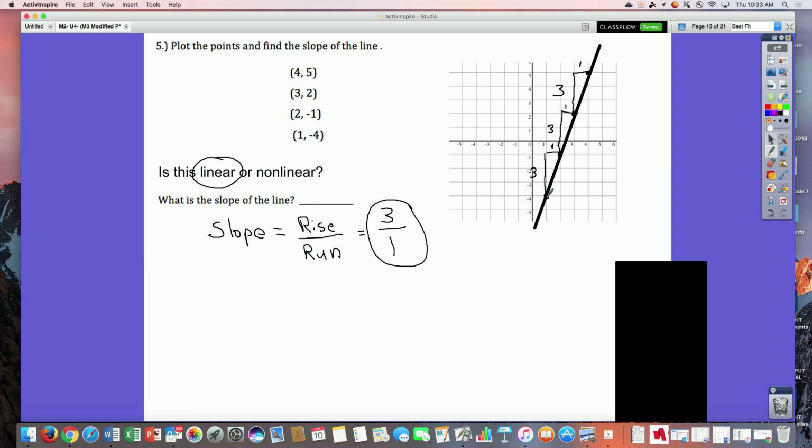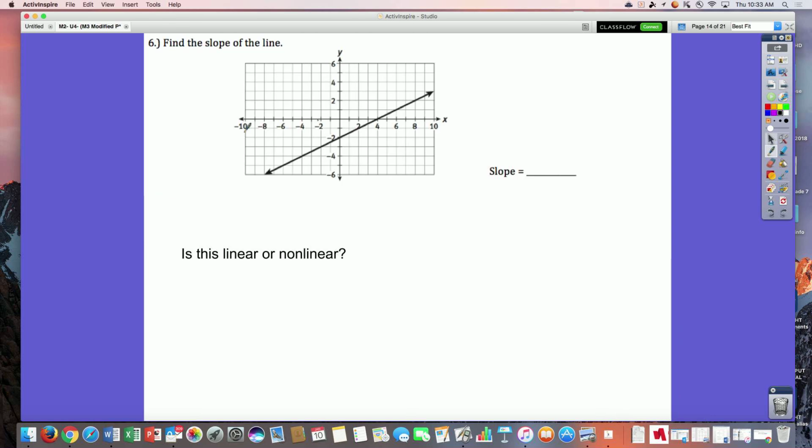I could even miss it, right? I could go 1, 2, 3, 4, 5, 6. I could go from here to here and over 2. Well, rise up 6, run over 2 is the same as that, right? Yep, it's just a reduced fraction. So it doesn't matter which ones I use as long as I use the ones that are right on the point, right in the crosshairs.